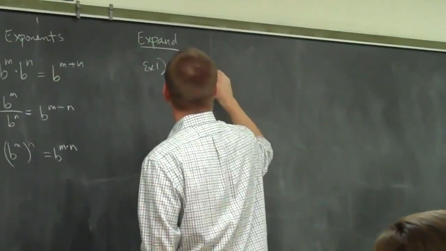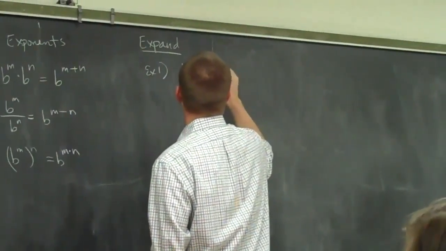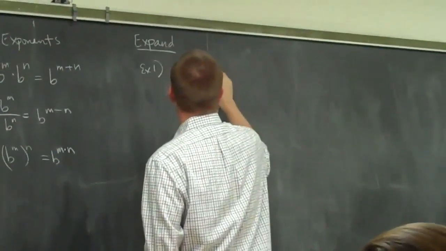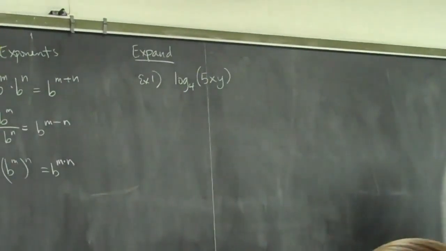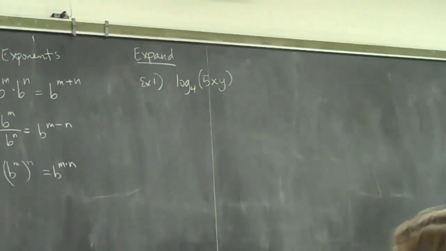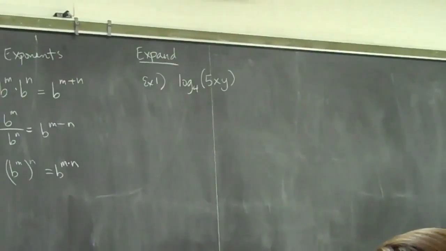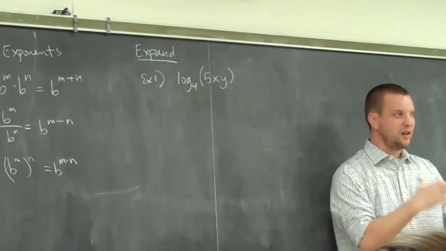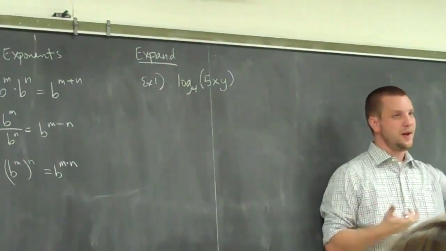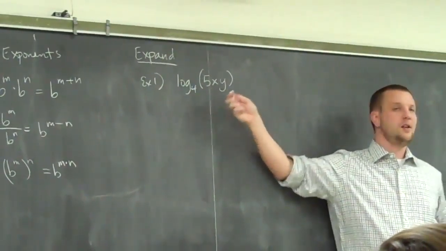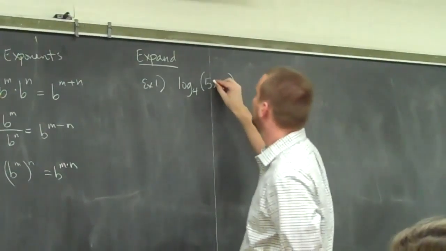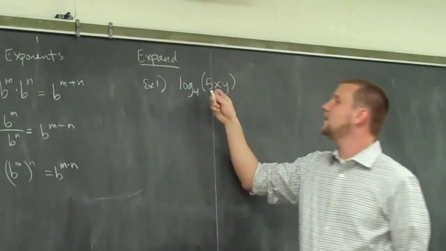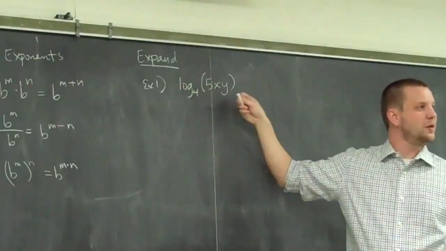Base 4, we'll start with something easy. We'll do 5xy. So I've got this condensed logarithm, log base 4 of 5xy. But do you agree inside this logarithm I have some multiplication? So if I wanted to, I could split this up as a sum of 3 individual logs.